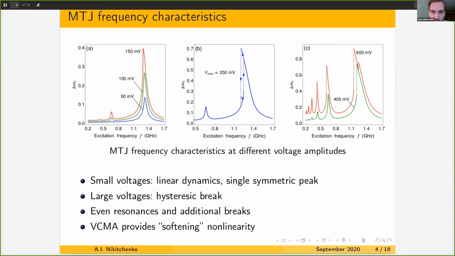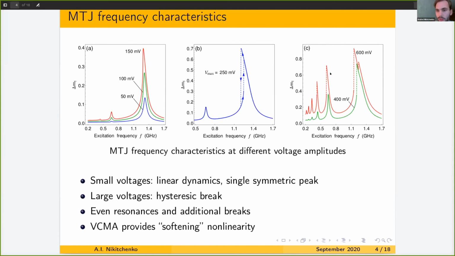It is hysteretic, that is, if we go forward, the break appears here, and if we go backward, the break takes place right here. Furthermore, at larger voltage amplitudes, a new break grows, and its frequency is 2 times smaller than the frequency of the main peak. At larger voltage amplitudes, more peaks and more breaks appear.